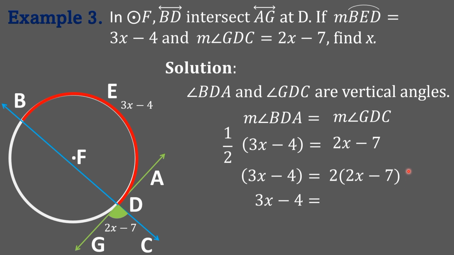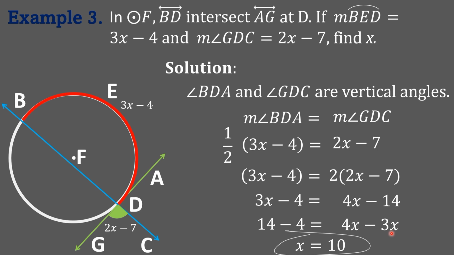By distributive property, 3x minus 4 is equal to 4x minus 14. Combining like terms, that is 14 minus 4 is equal to 4x minus 3x. Therefore, x is equal to 10.